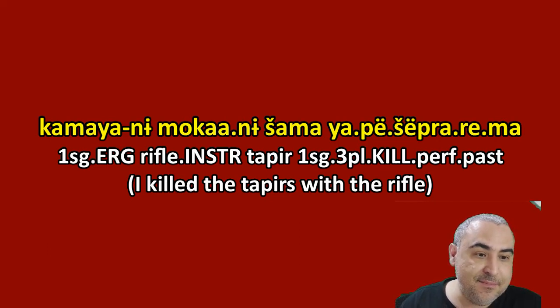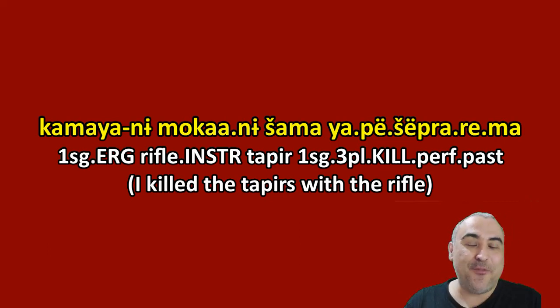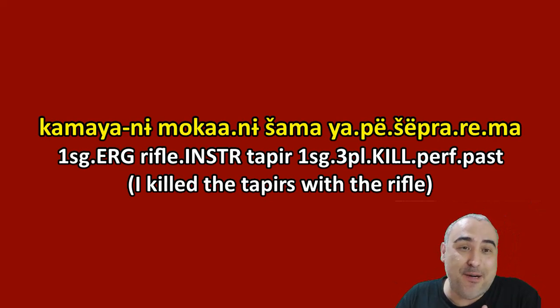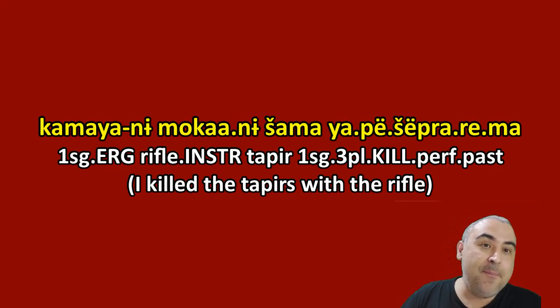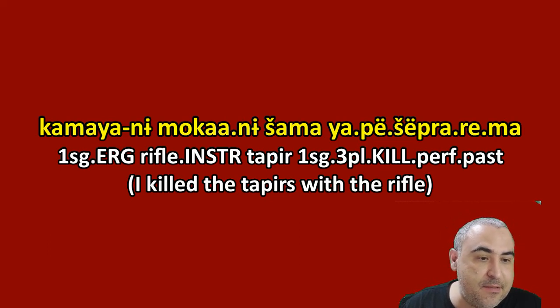Moka ne, but moka is the rifle. So kamaya ne, moka ne, both me and I and the rifle, we are both responsible for what's going to happen. We're both agents. We're both instruments. Now we can only guess that because I am a person, I must be more agent. I must be the agent and the rifle is the instrument. But Yanomamo doesn't distinguish, as far as I could ascertain, between agents and instruments.